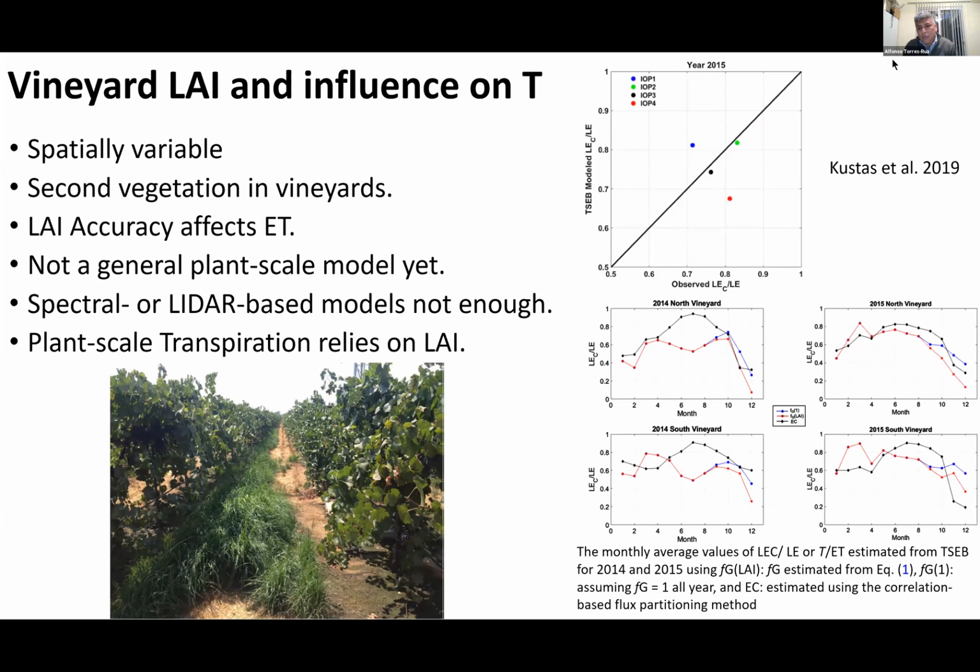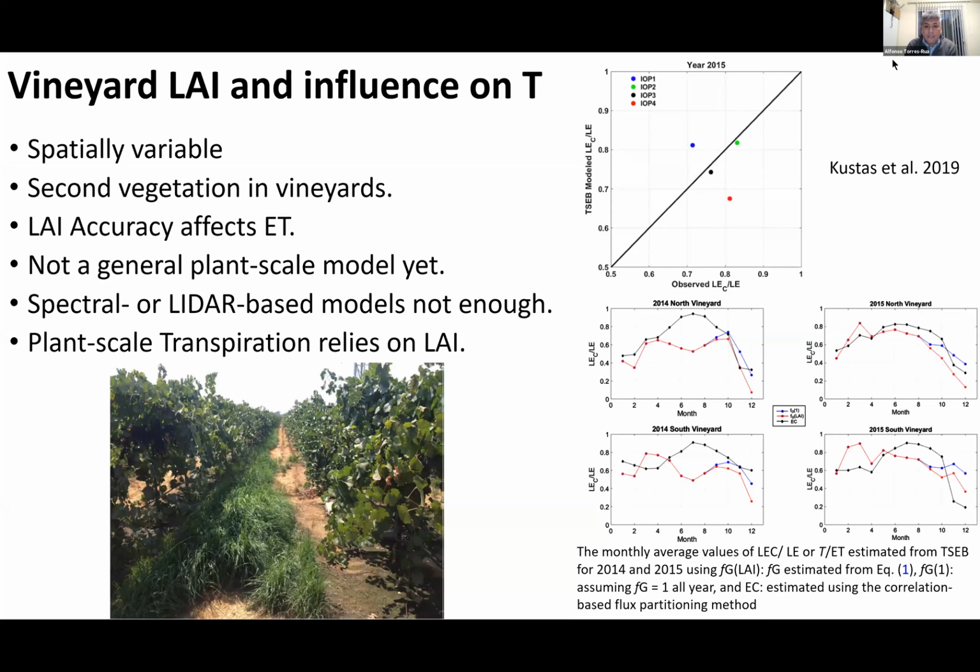In 2018, Bill Kustas evaluated the performance of the two-source energy balance for the separation or the estimation of transpiration. And he found out that there is a necessary improvement in the model given the differences between eddy covariance transpiration measurements versus estimated transpiration values from the two-source energy balance.